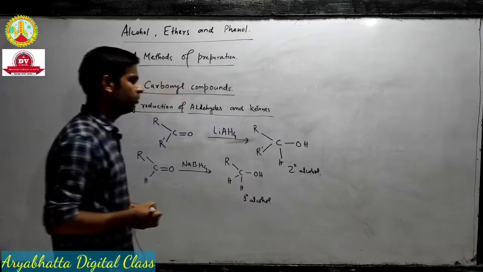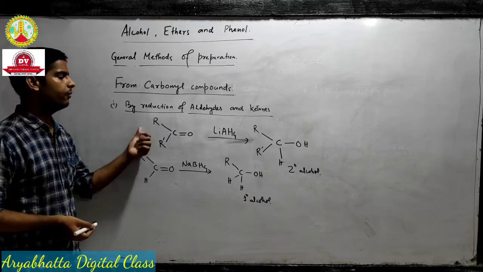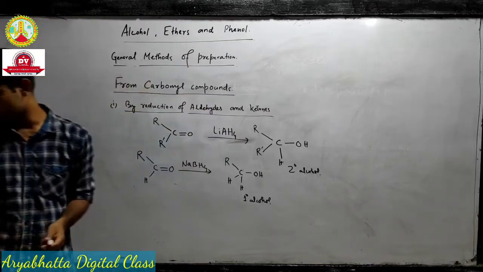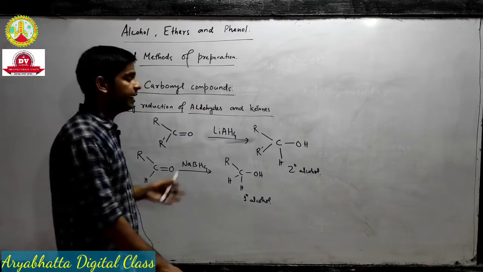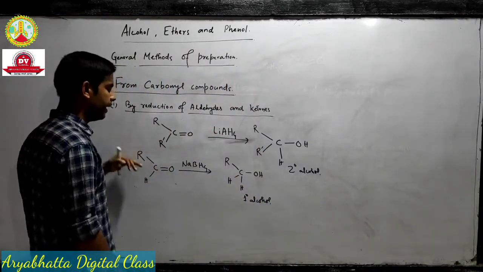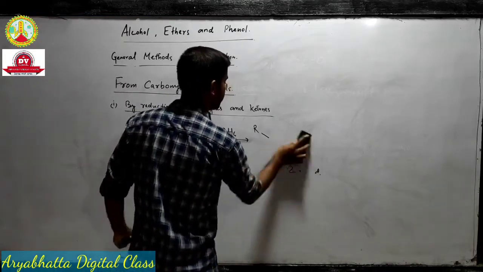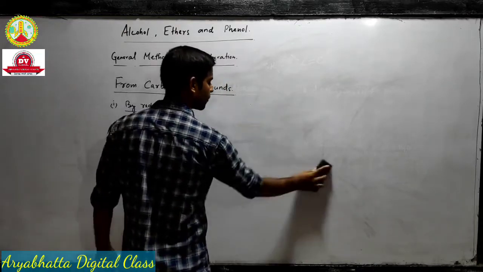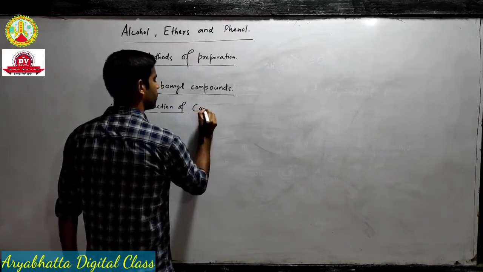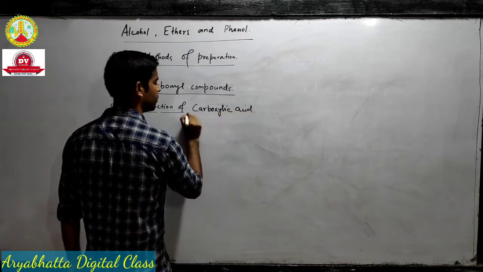So what we have seen is that if we take aldehyde, we get a 1 degree alcohol, and if we take ketone as our starting reagent, then we will get a 2 degree alcohol. So depending on what kind of alcohol we want, we can choose between aldehyde and ketone. We can even reduce carboxylic acids also, and we will get alcohol.